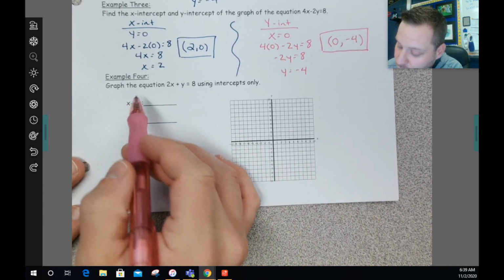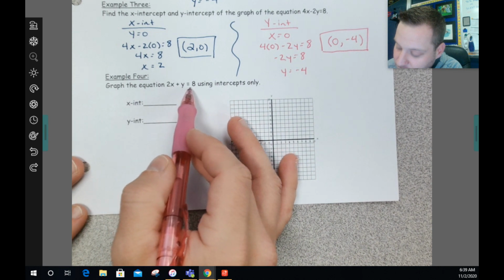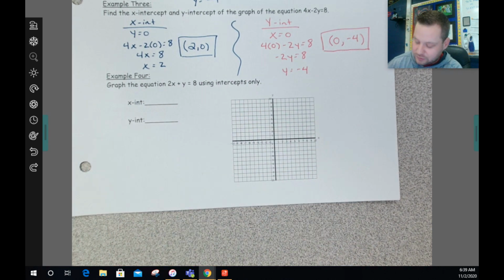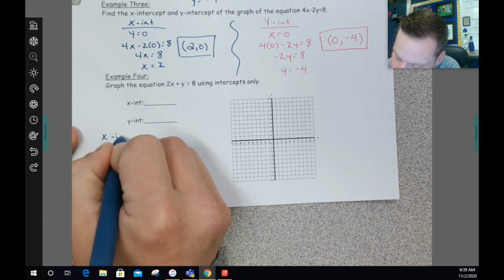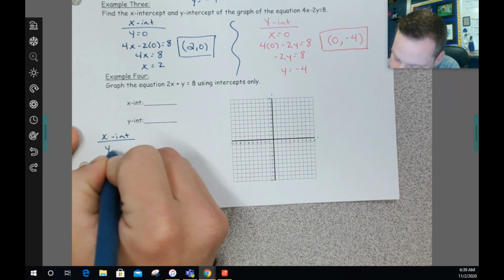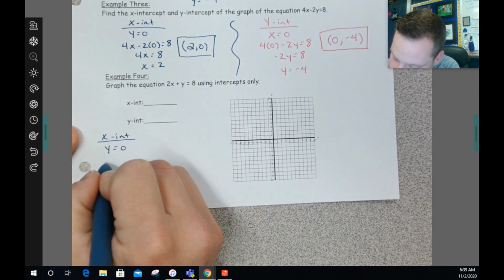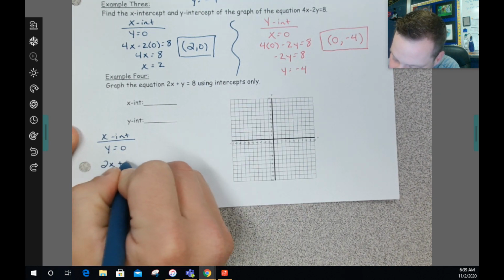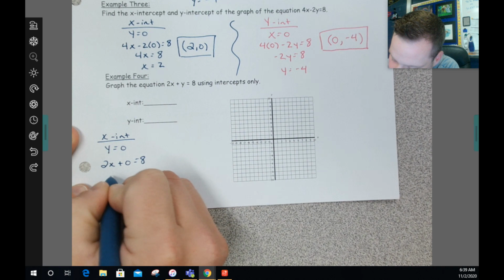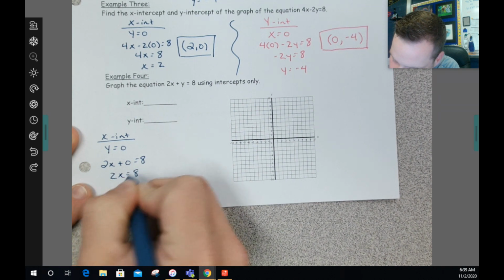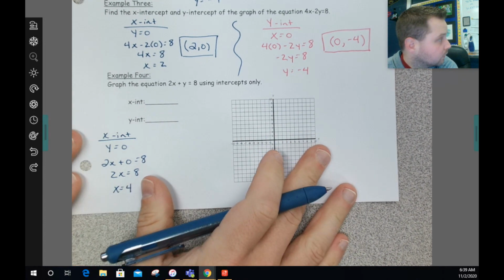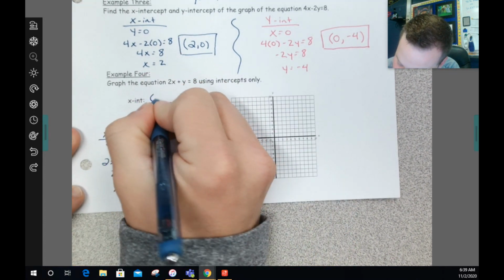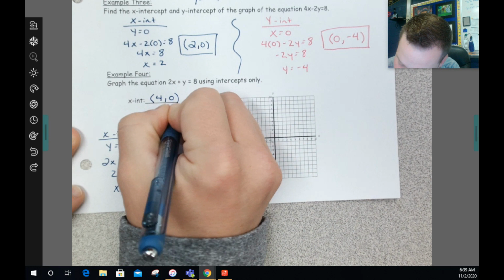So on example 4, they want us to graph the equation 2x plus y equals 8, and they want us to use intercepts only. So first step, x-intercept. We know y has to equal 0. Go ahead, substitute that in. 2x plus 0 equals 8. 2x equals 8. Divide each side by 2. X is going to be 4, which gives us an x-intercept of 4, 0.